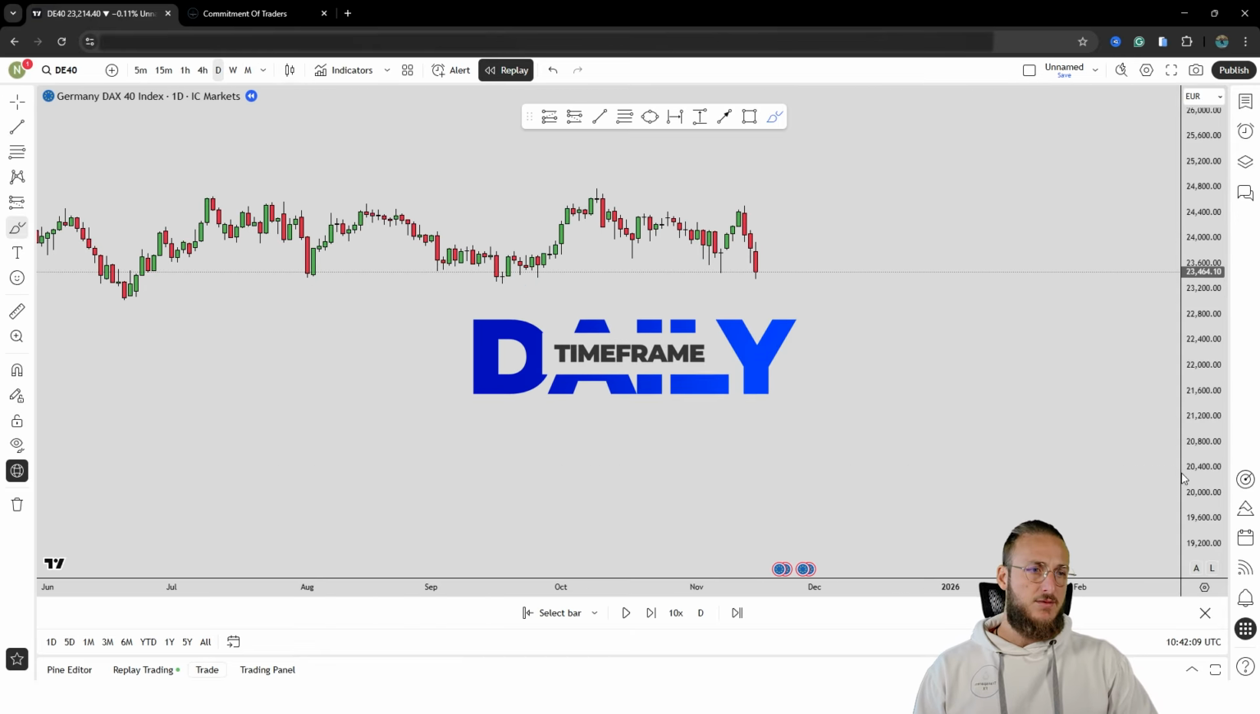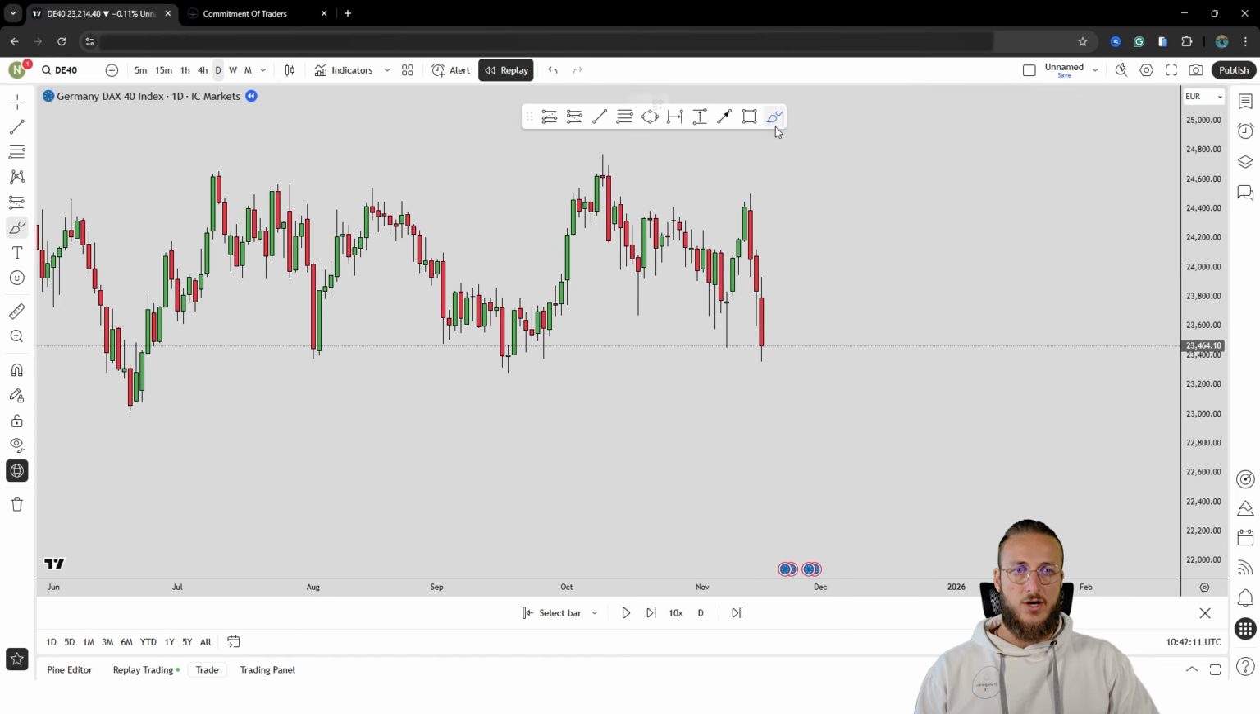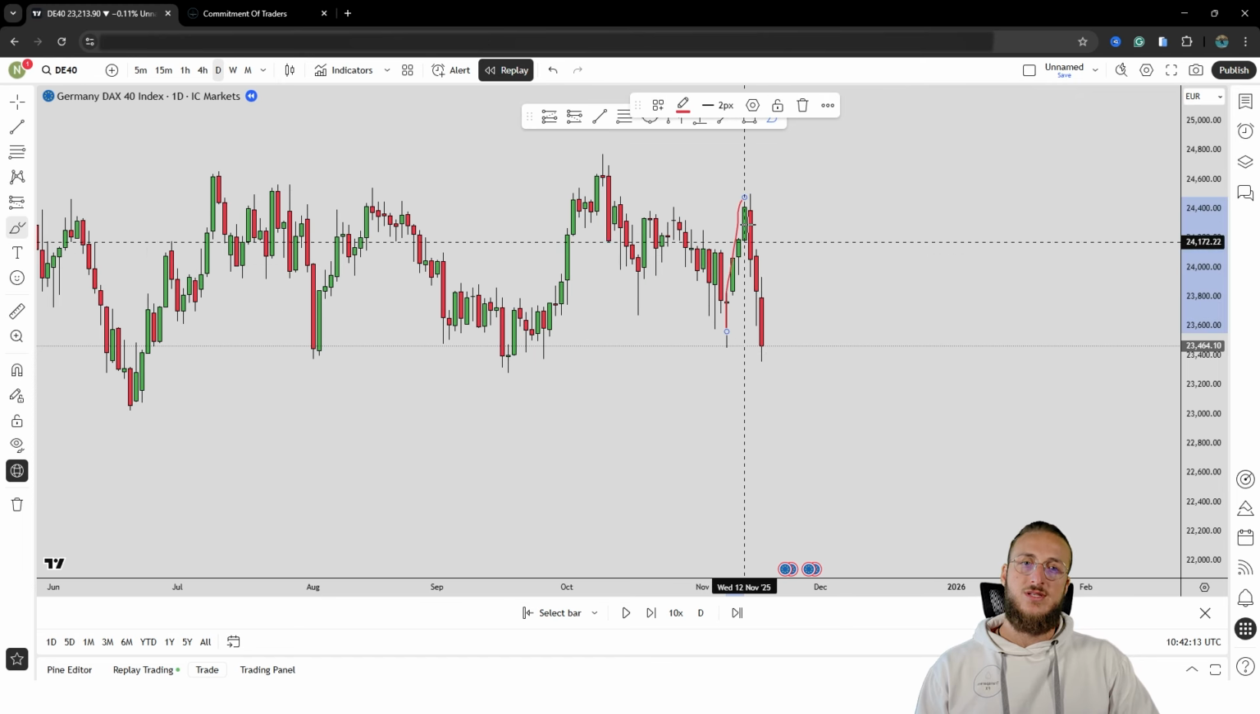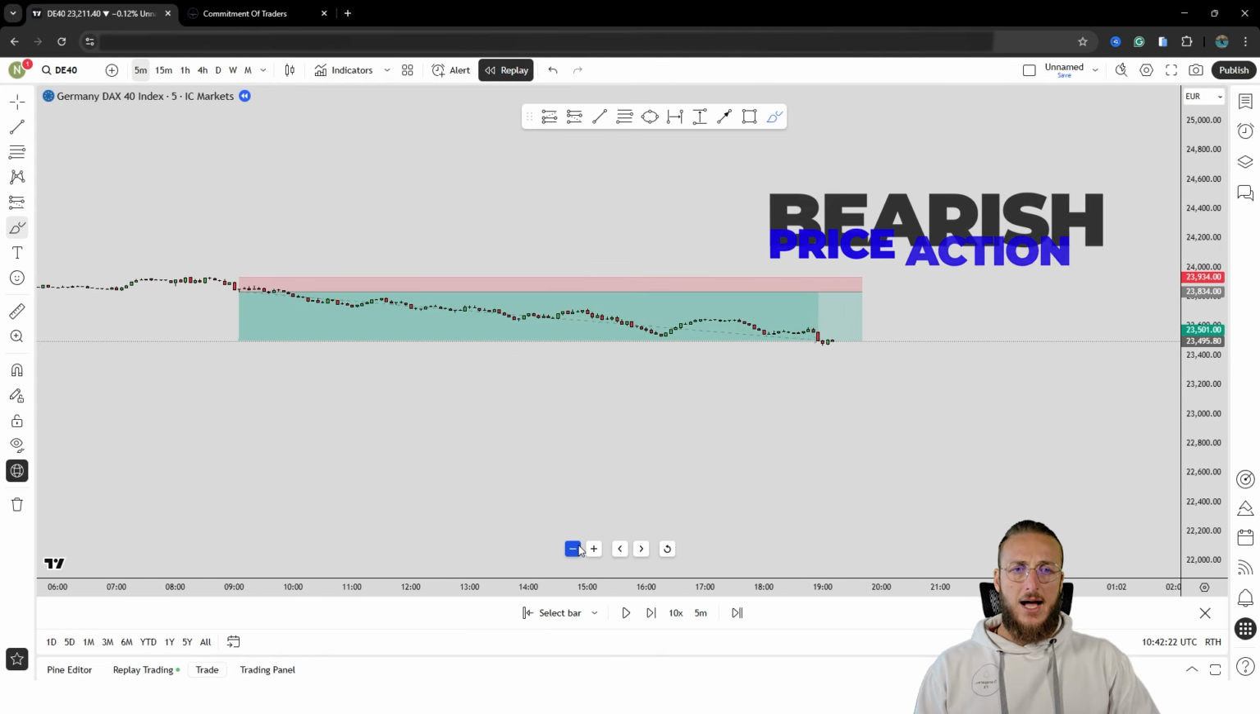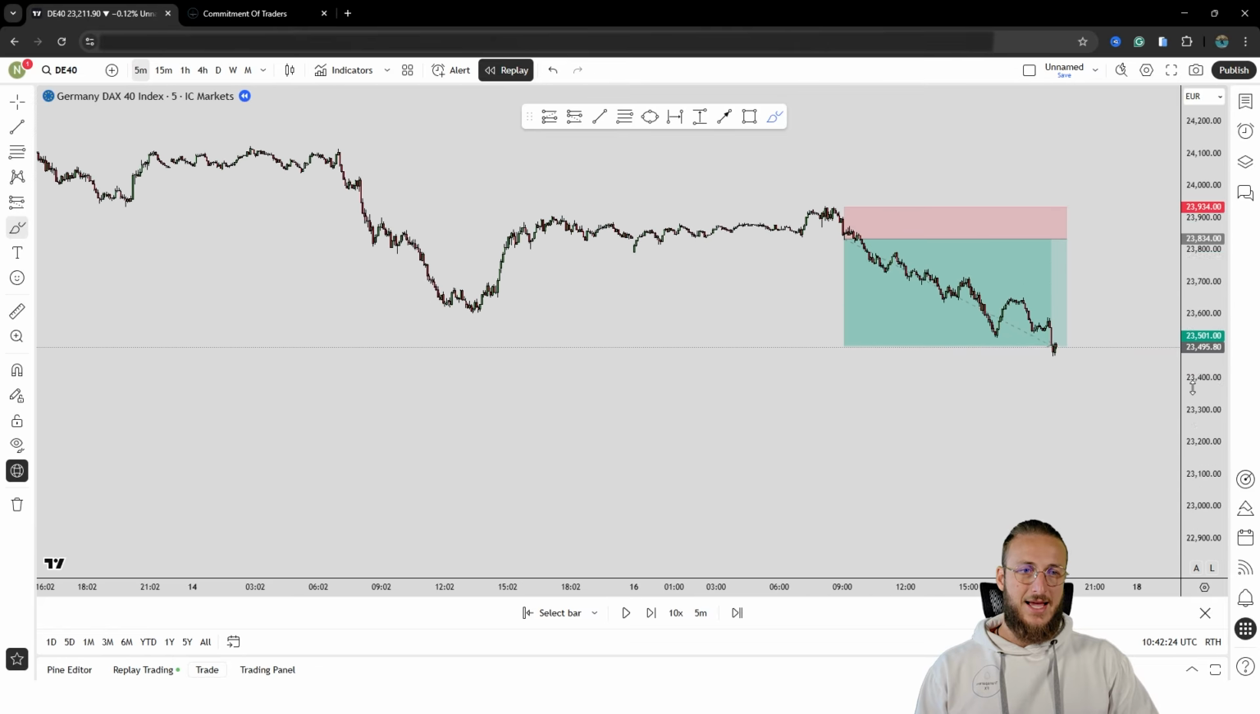From a daily perspective, again, same situation. We had a market which failed going higher. As soon as the market tried going higher above the previous high, it immediately got rejected to the downside and started pushing lower quite aggressively. So how did the strategy execute this setup?